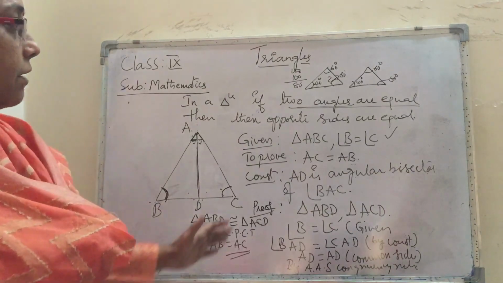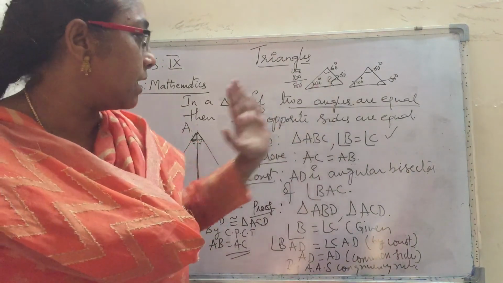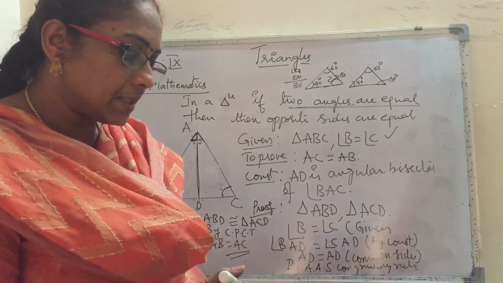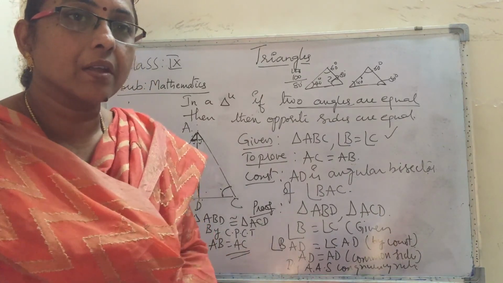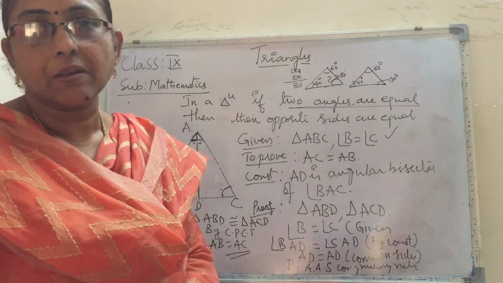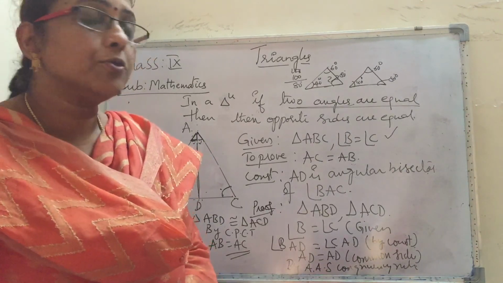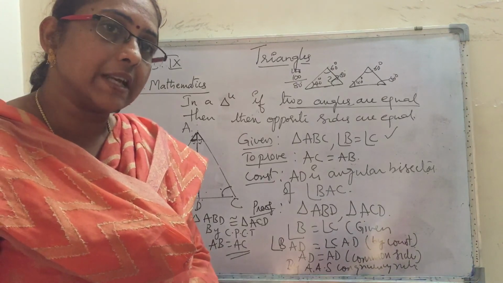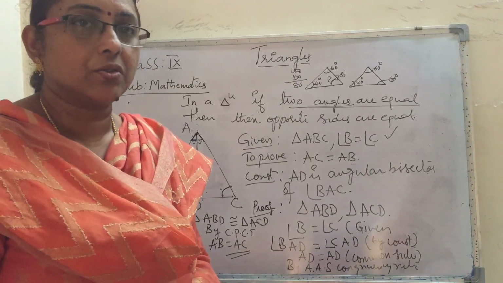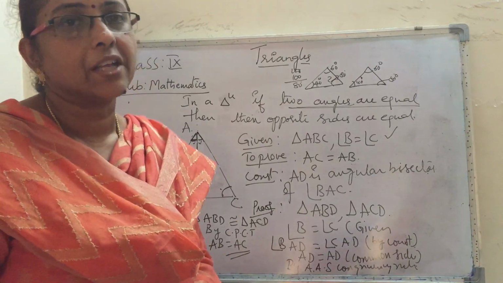So children, if in a triangle two angles are equal, then their opposite sides are equal. So what we discussed in this module, children? In a triangle, if two sides are equal, then their opposite angles are equal. In a triangle, if two angles are equal, then their opposite sides are equal. Okay, I hope you all understood this module. Thank you very much, children.